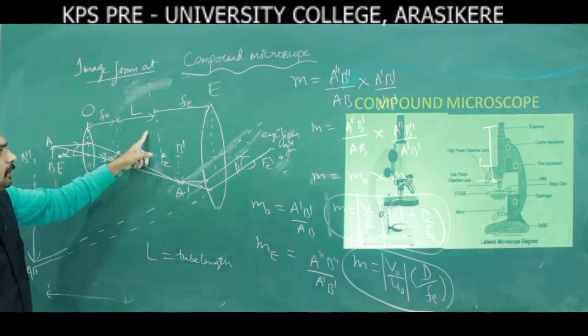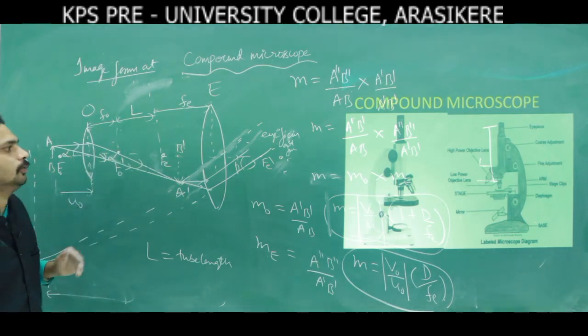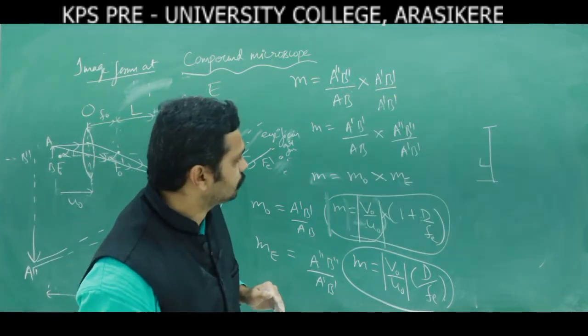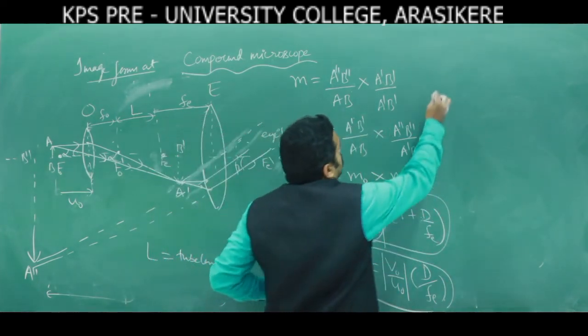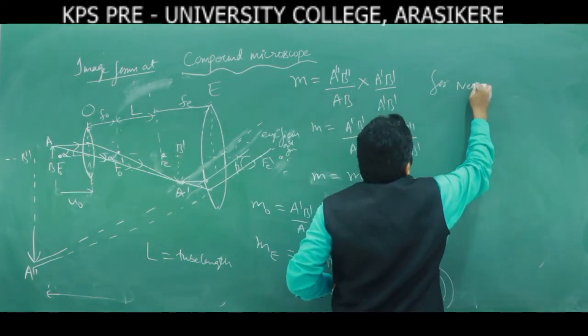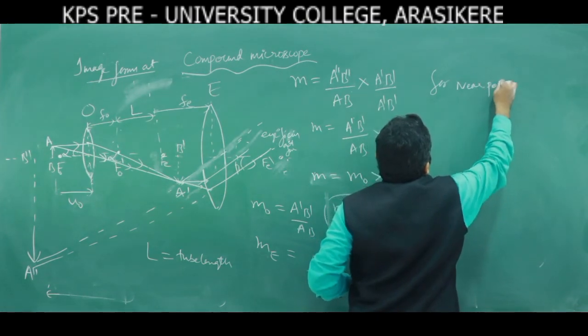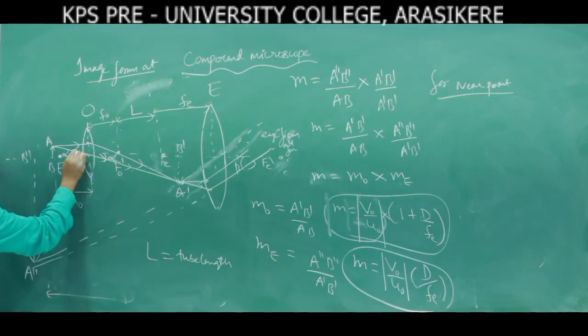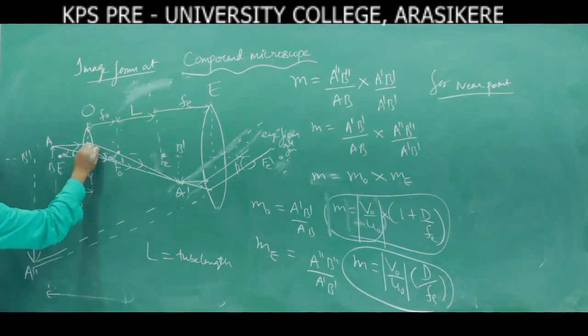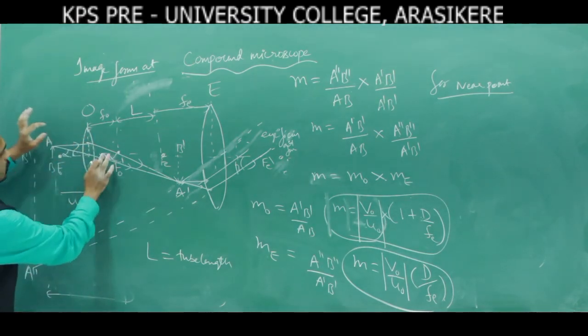Now I am going to give the expression for magnification in terms of tube length. Look at here. Now for near point, here this angle is alpha. Look at here, this angle is alpha, this angle is alpha.